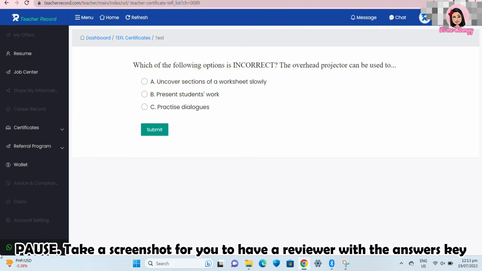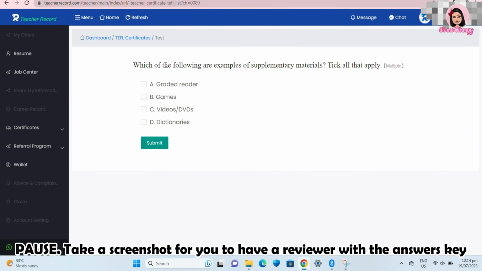Which of the following option is incorrect? The overhead projector can be used to practice dialogues. Which of the following are examples of supplementary materials? Take all that apply. Graded reader, games, videos, and DVDs.